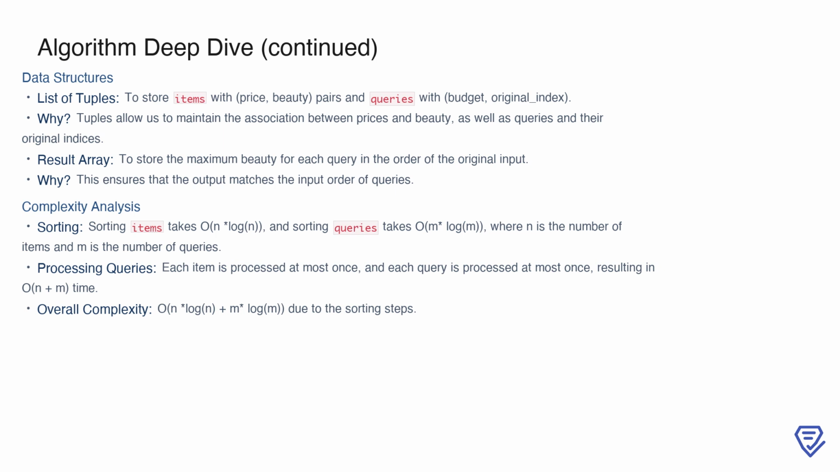When analyzing the complexity, we note that sorting the items takes O(n log n), where n is the number of items, while sorting the queries takes O(m log m), where m is the number of queries. During the query processing phase, each item and query is processed at most once, resulting in an O(n + m) time complexity. Combining these steps, the overall time complexity of the algorithm is O(n log n + m log m), dominated by the sorting steps.